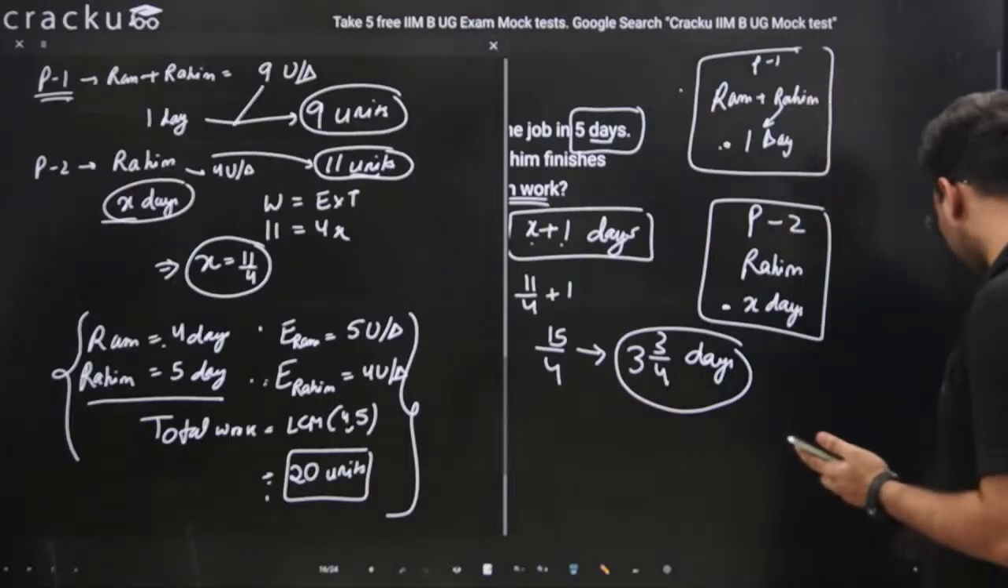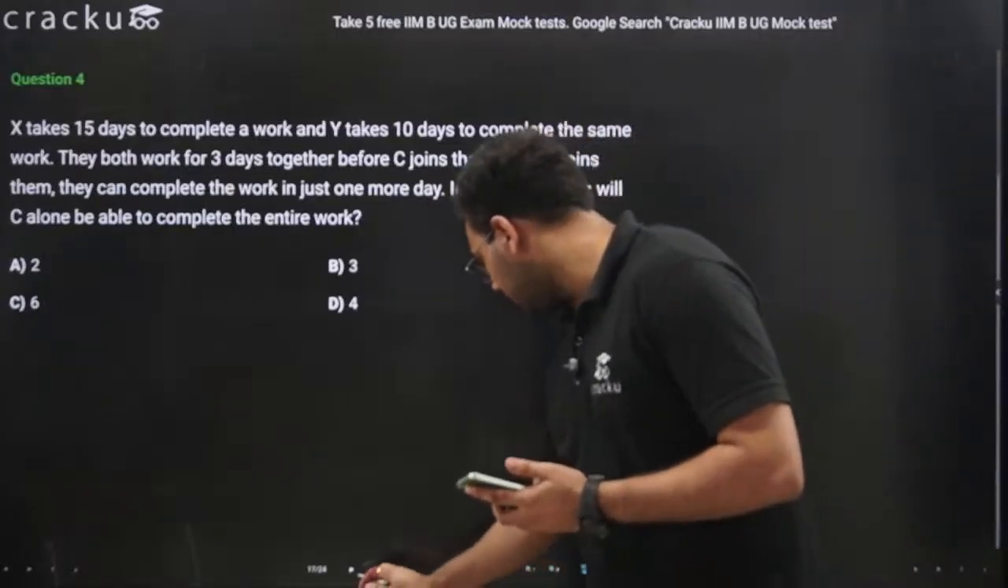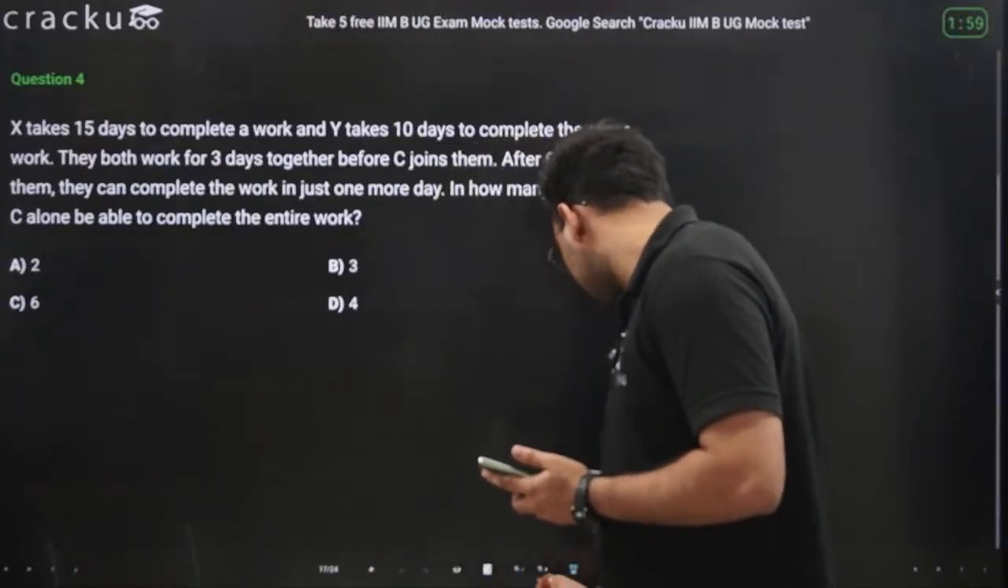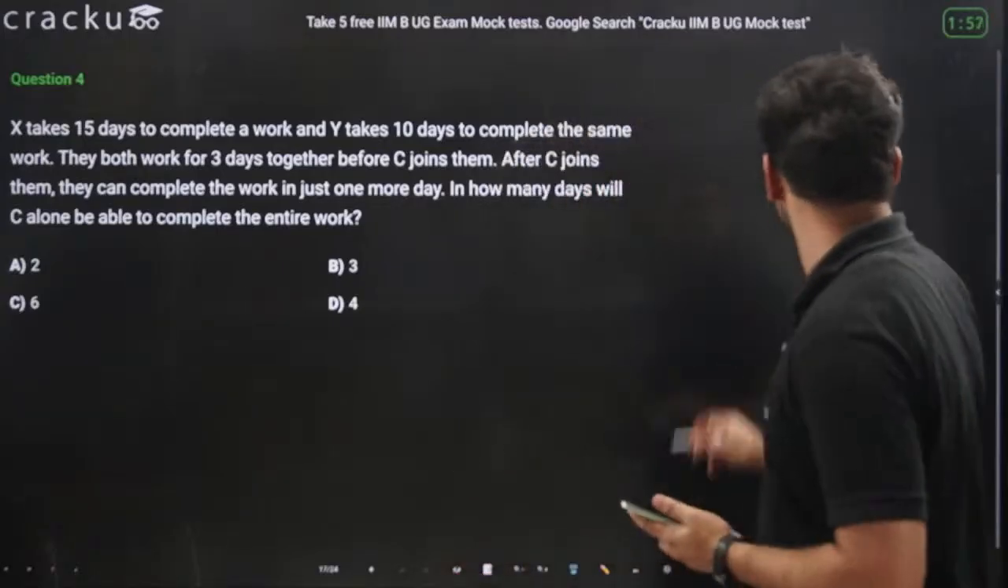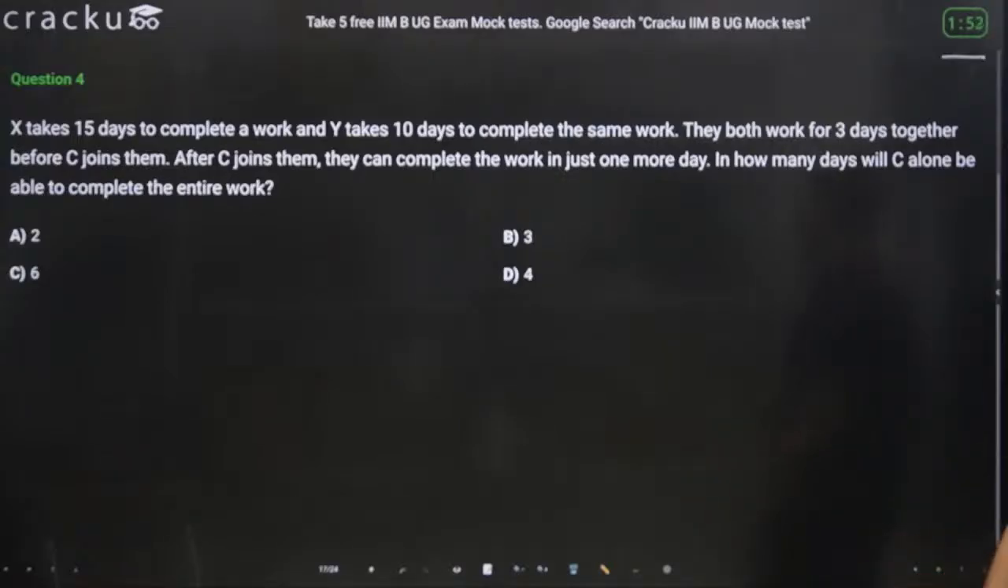So let's discuss one more question. Let's start doing this question. The time has started. Again, you have 2 minutes. Try to solve this in 2 minutes.